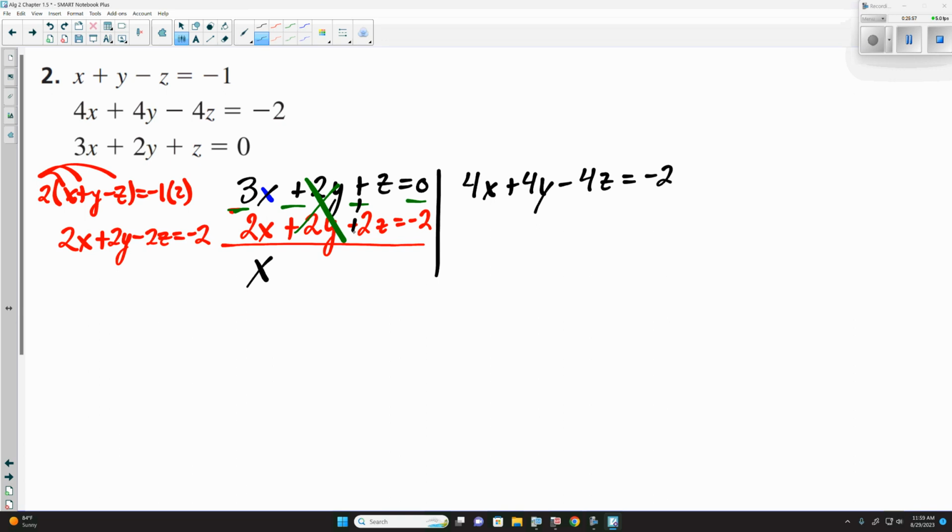Well, our negative makes a plus. So z plus 2z is plus 3z is equal to 0 minus negative 2. The minus and negative makes plus. So 0 plus 2 is 2.